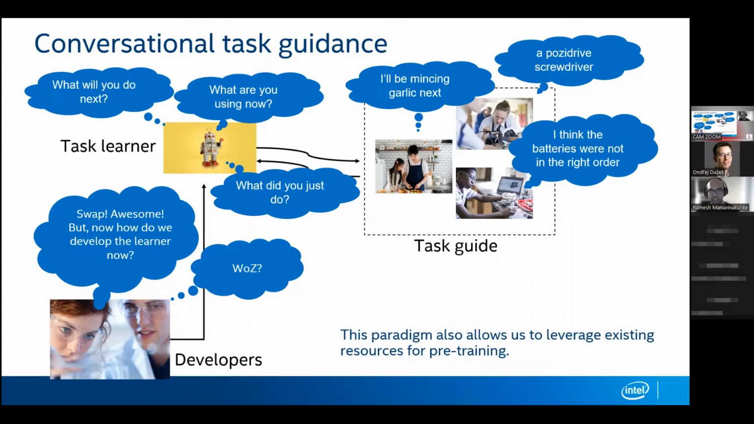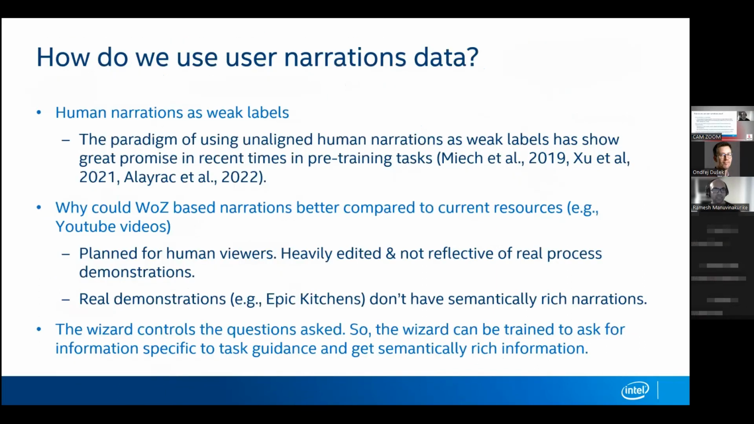So the same questions are swapped here. The system asks, what are you doing? What will you do next? I'll be mincing garlic next. What are you using now? Same thing, but it's just swapped. So this kind of paradigm will help us learn the representation for a particular dialogue system. And this paradigm is heavily leveraged in the action recognition literature, for example, for a lot of pre-training tasks.